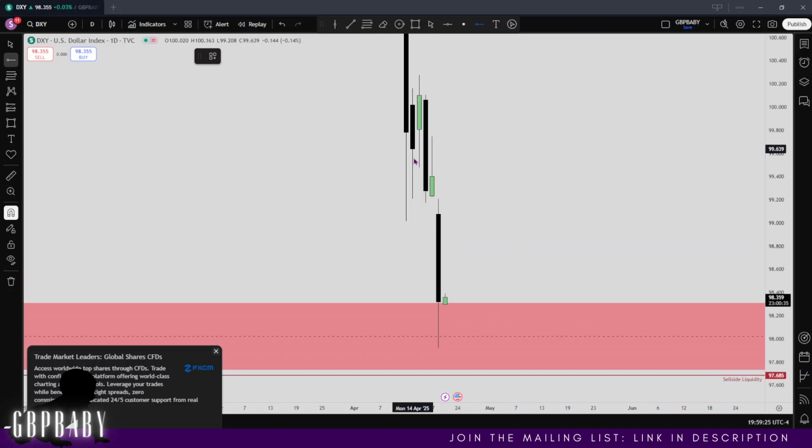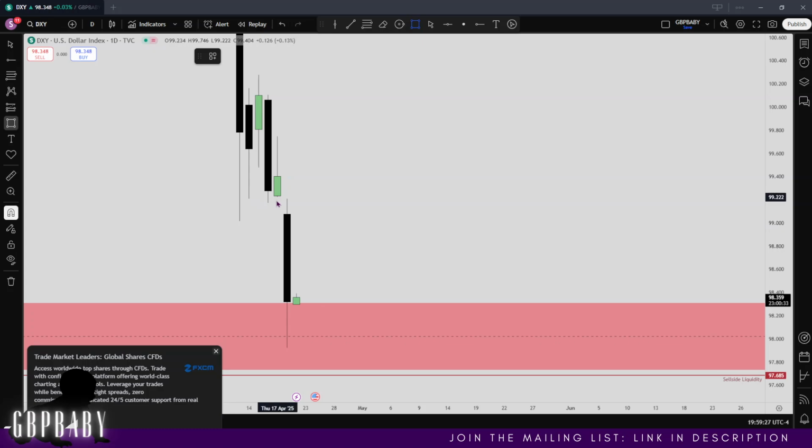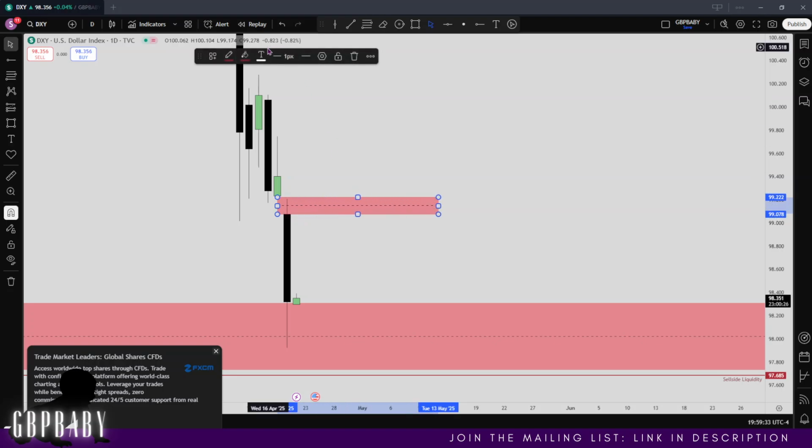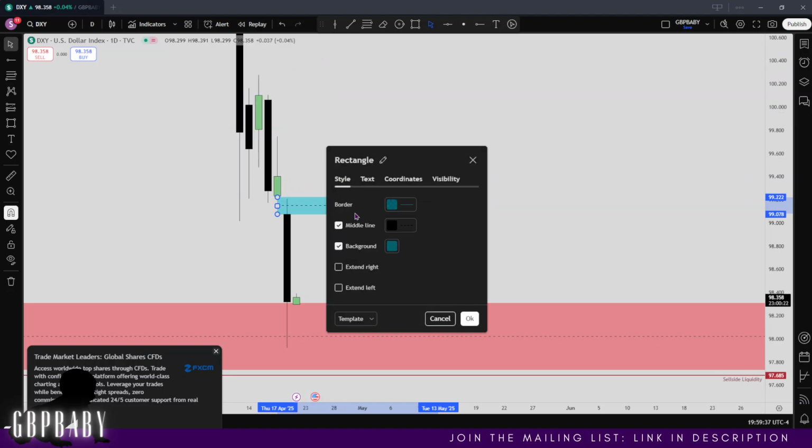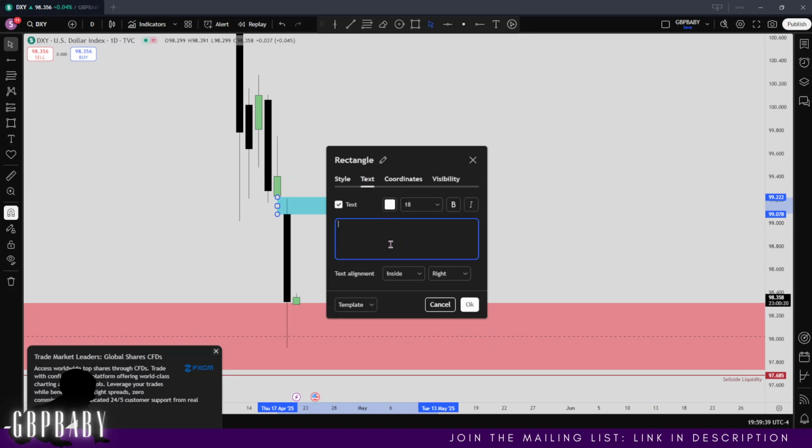But that gap that we did have between Thursday and Monday is significant, as in if price does want to reverse, this is where its first target would be in the premium. So let's get that delineated, and we can write that as a daily volume imbalance, which is significant to price.